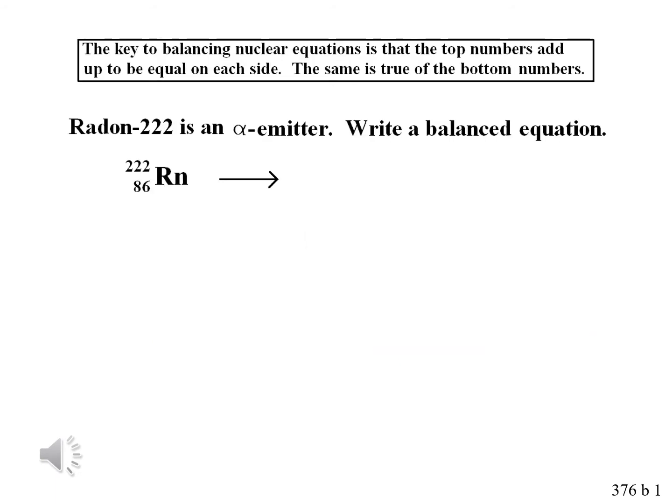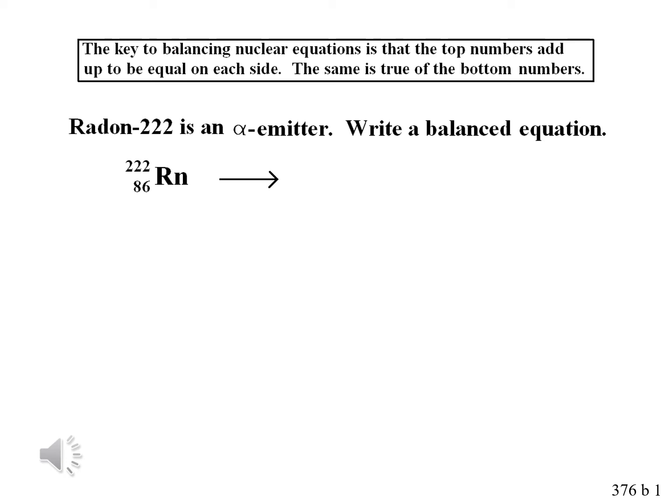Now, if I was going to ask you a question about this, I might ask you something like, radon-222 is an alpha emitter. You don't have to know what particles come off. I will tell you, or else you can figure it out. But if I do tell you, I want you to write a balanced equation.